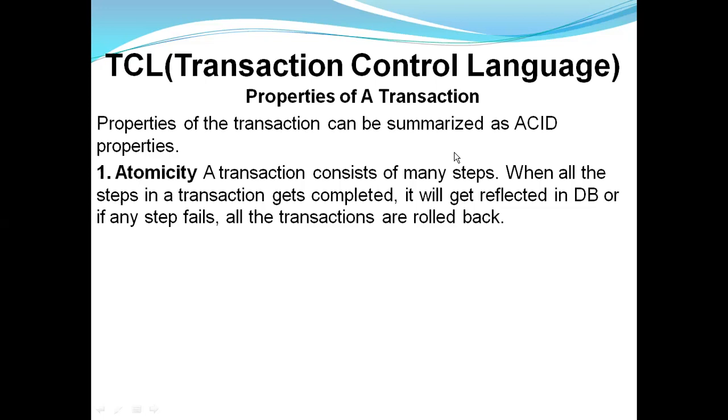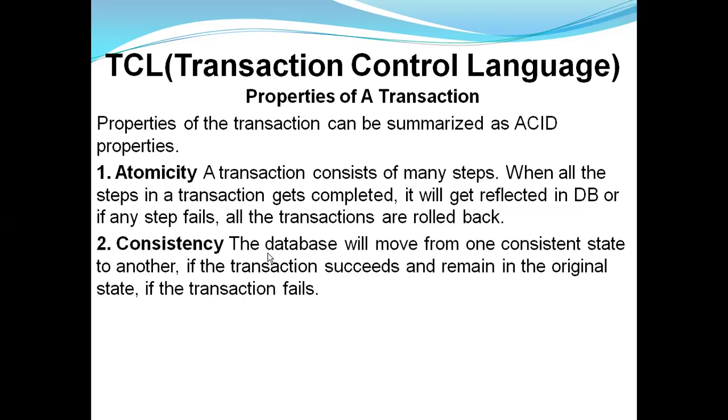Very simple. Then C. C represents consistency. Now, what is consistency? It says that the database moves from one consistent state to another if the transaction succeeds. If the whole transaction is completed, then it should move from one consistent state to another consistent state.